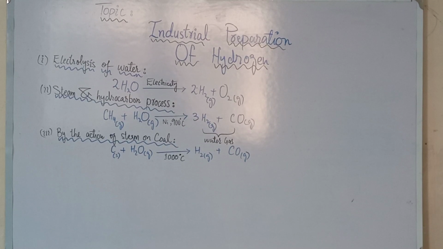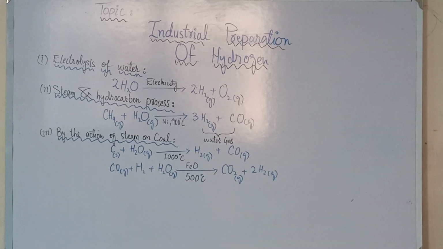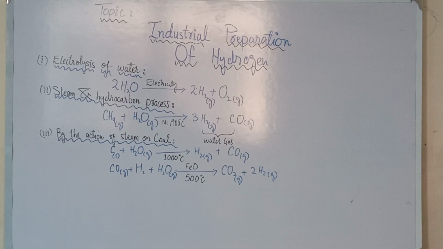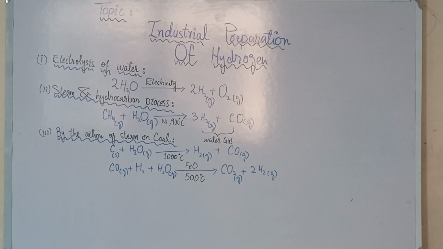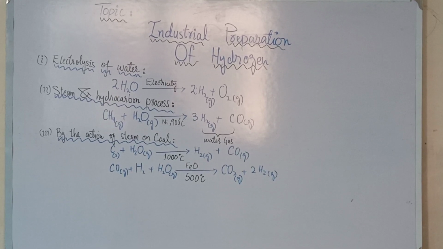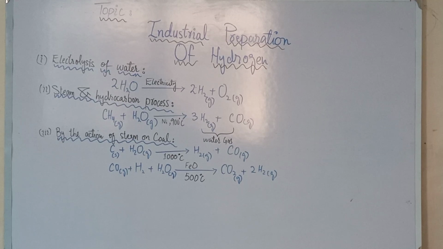So let's write it in the form of a chemical equation. So the products contain carbon dioxide and hydrogen gas. We can also remove carbon monoxide gas by cooling water gas at -200 degrees centigrade with the help of liquid air. Carbon monoxide becomes liquid and free hydrogen gas is separated.